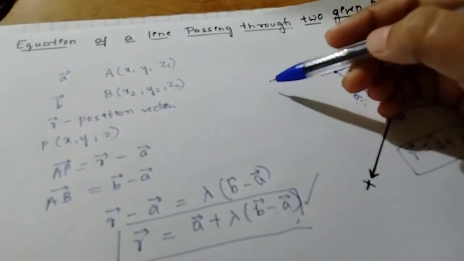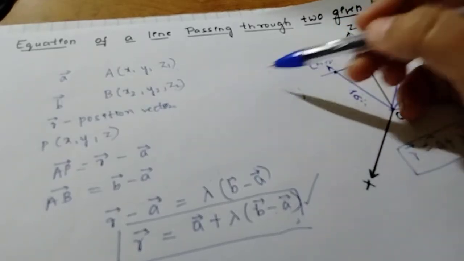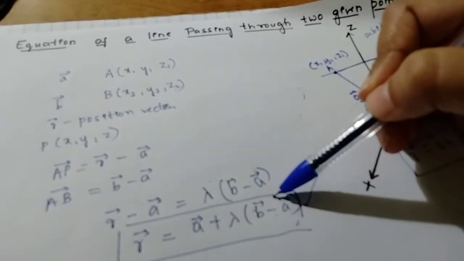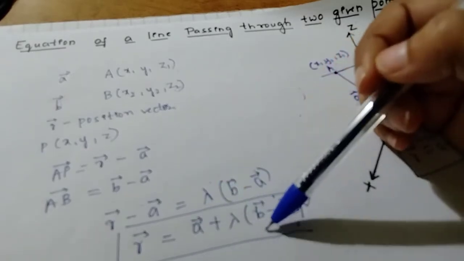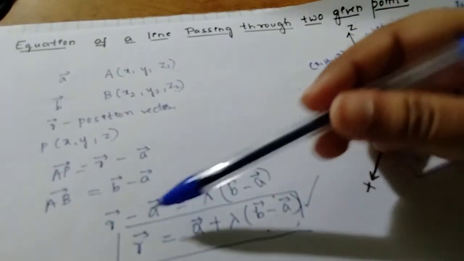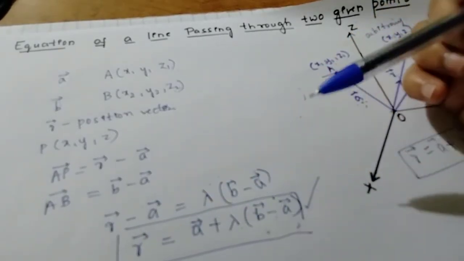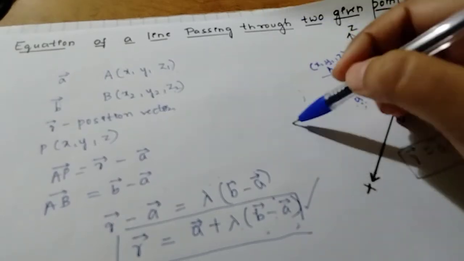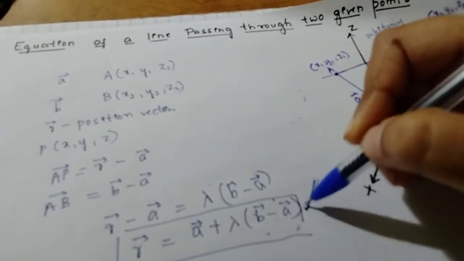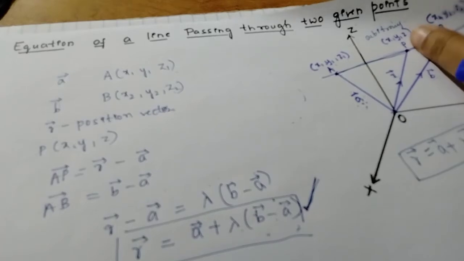When two points are given to you, and you have to write the vector equation, you have to utilize this formula. R is equal to A plus lambda times of B minus A. So remember this derivation as well as the standard equation.